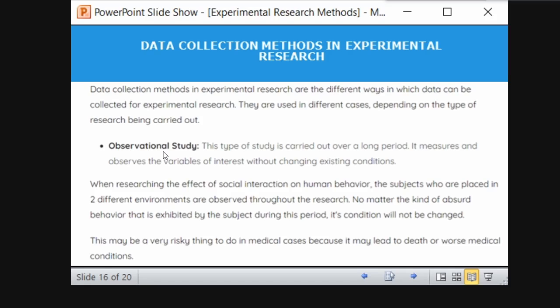It measures and observes the variables of interest without changing the conditions. So one is kept in home, one is kept outside. You are not changing anything. The conditions for both are the same with respect to the group, right? You are observing over a period of time, so it takes a long time. When researchers research the effect of social interaction on human behavior, the subjects who are placed in two different environments are observed throughout the research. No matter what kind of behavior is exhibited by the subject during this period, the condition will not be changed. It will be very risky in medical cases because it may lead to death or a worse medical condition.